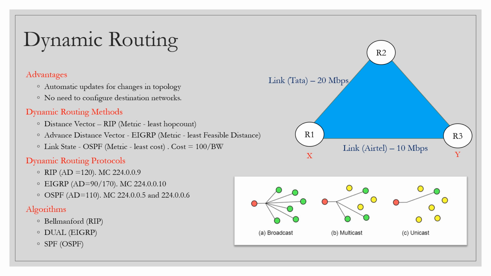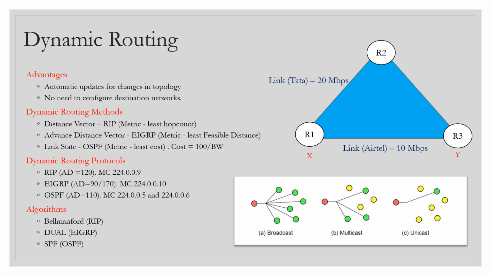Dynamic routing. Now that we have seen static routing, we have seen that it's kind of manual, right? You have to type in your destination network and your next hop IP and so on, and only then can you reach a particular destination.